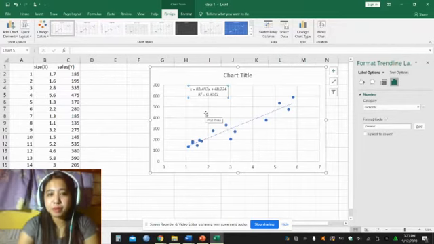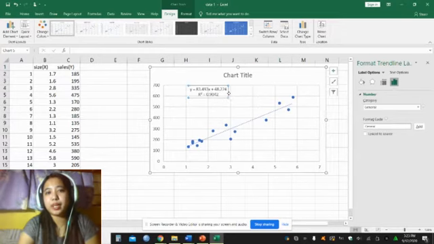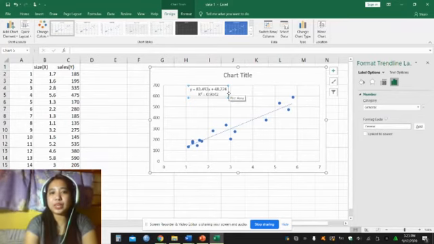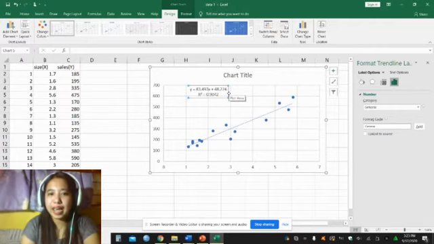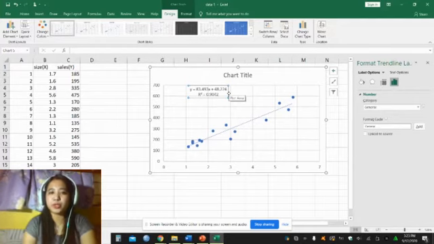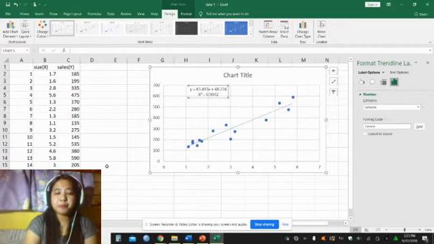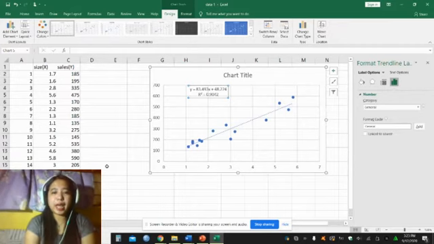The value of b sub 0 is 48.224, which means if the value of x is 0, y is equal to 48.224. While the value of our b sub 1 is 83.493, with R-squared equal to 0.9042.